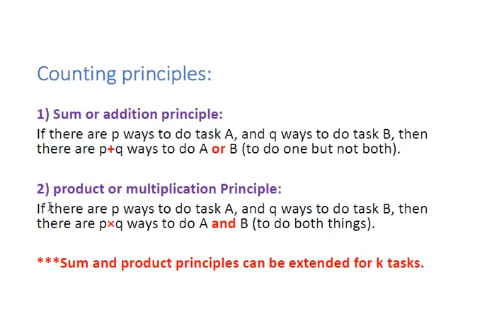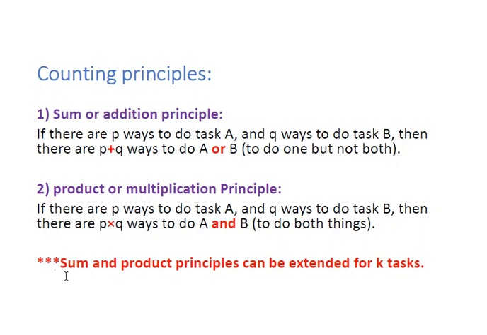And number 2, product or multiplication principle. If there are p ways to do task A and q ways to do task B, then there are p times q ways to do A and B, to do both things. Okay, if we are going to do A or B, there are P plus Q ways. If we are going to do A and B, there are P times Q ways.